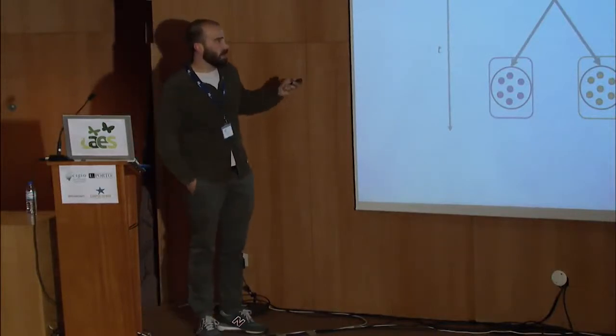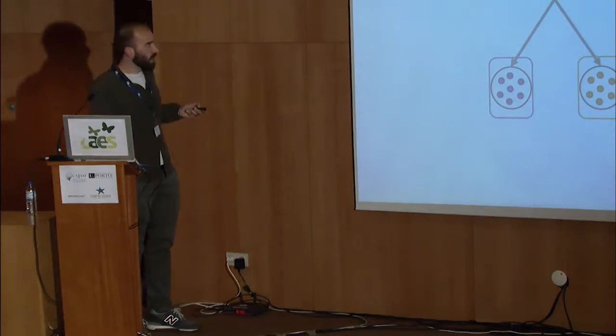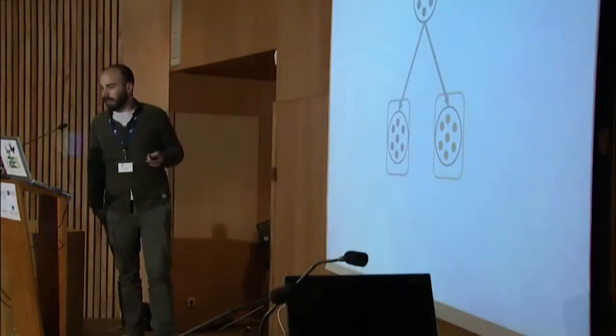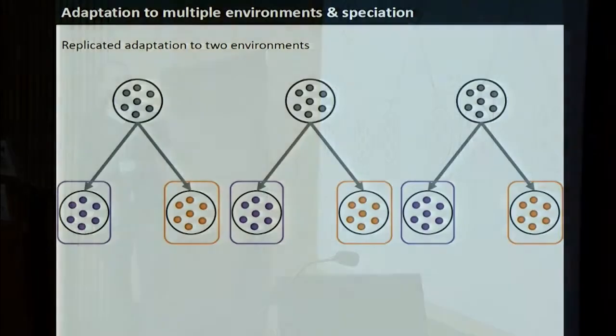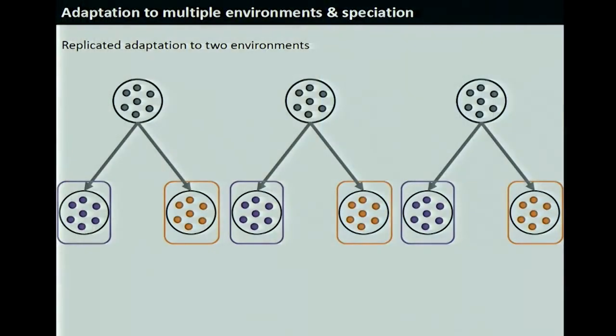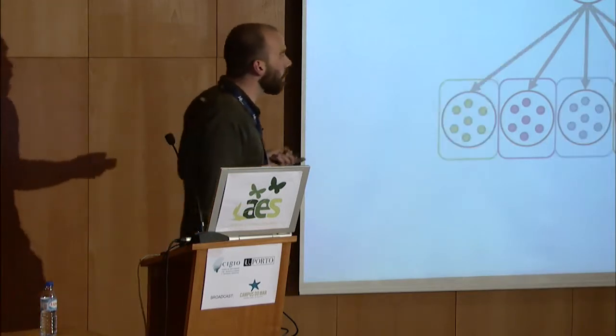Classical example is depicted on the logo of the conference. We can have the replicated adaptation, as we have in sticklebacks, for example. And with this pattern, we can assess the reliability of the results. But we always deal with two environments here. What happens if we have more than two environments, three, four, five?